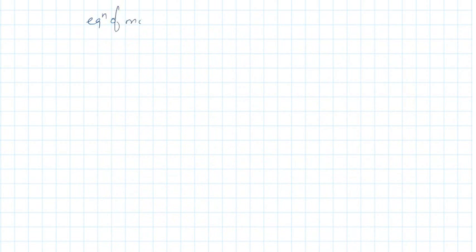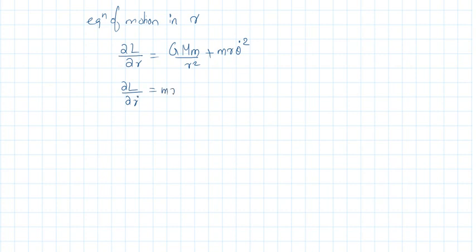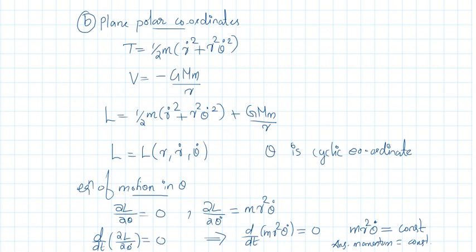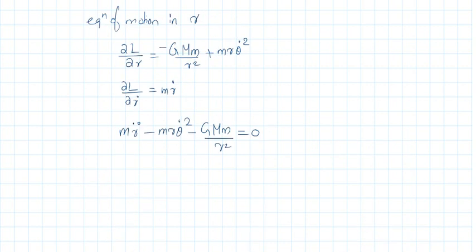We can also calculate the equation of motion in r. We have to find dou L by dou r, and it is G M m by r square plus m r theta dot square. Dou L by dou r dot is m r dot. Therefore, the equation of motion is m r double dot minus m r theta dot square plus G M m divided by r square is equal to 0. Right? I think there is a negative sign here. So this is the equation of motion in r.